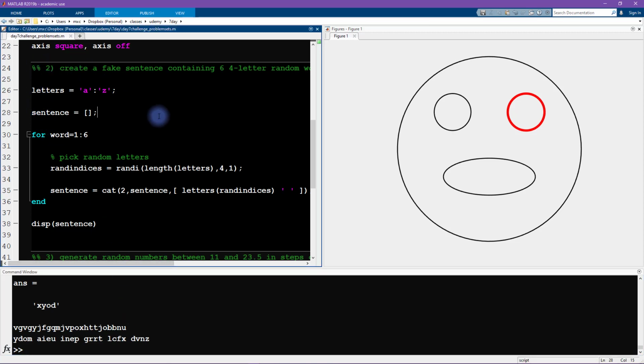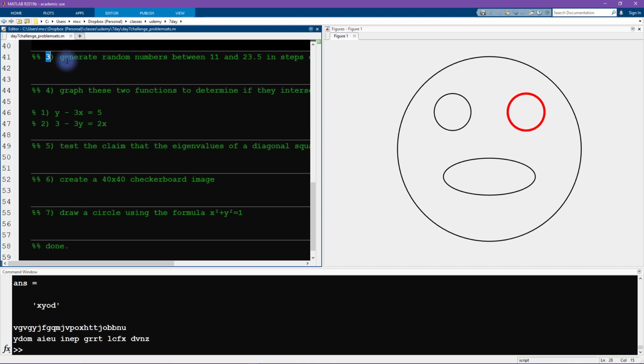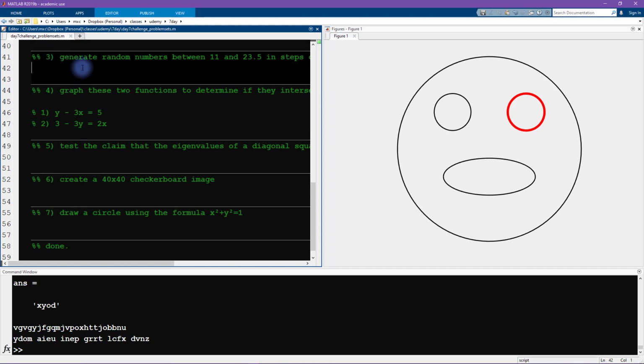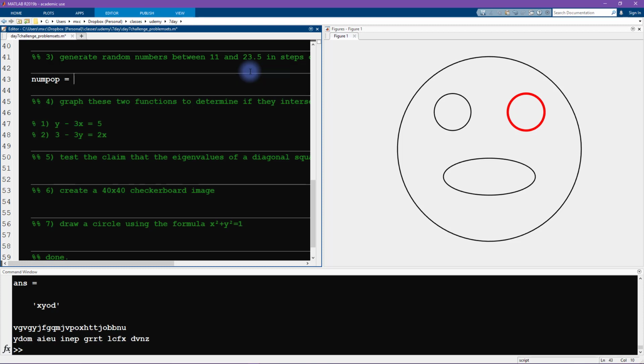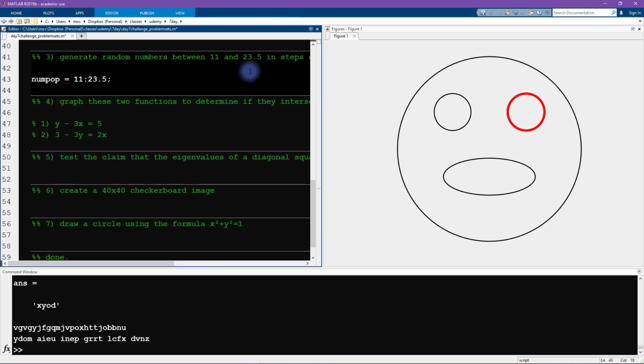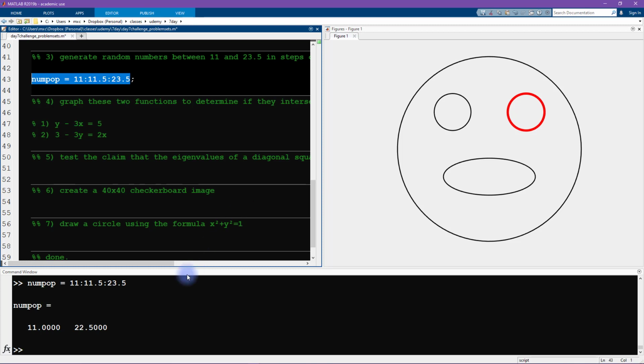Maybe that's Tuesday. Now we get to number 3, maybe that's Wednesday if you're really doing this once per day. And what we want to do here is generate random numbers between 11 and 23.5. So I'm going to start by generating this distribution. So numpop for a number population. And that's going to go from 11 to 23.5, except that when I write the code just like this, it's actually going to give me integer steps. So I want to go from 11 to 23.5 in steps of 0.5. So that's going to look like this.